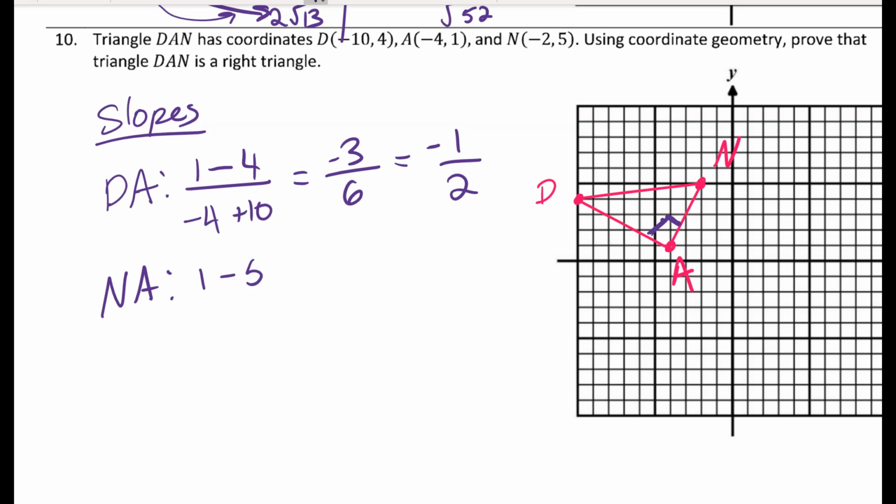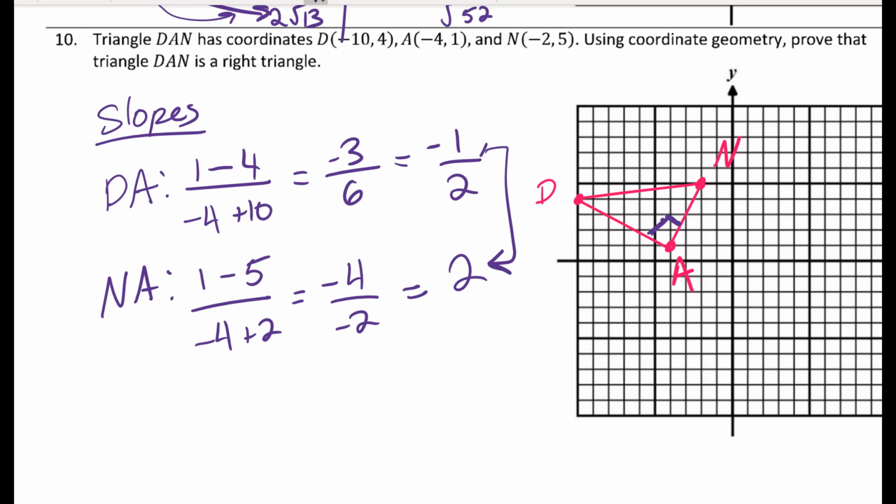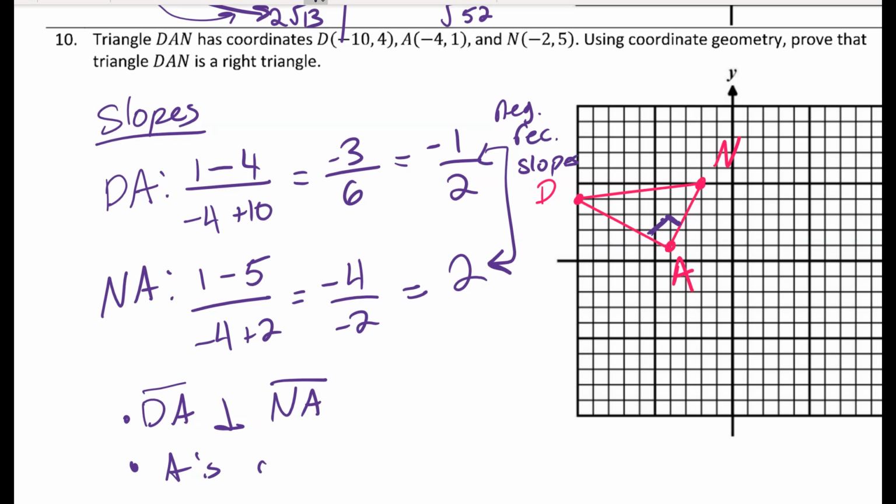So let's see what happens. 1 minus 5 over negative 4 plus 2 is equal to negative 4 over negative 2, which, lo and behold, simplifies to positive 2. And these right here are negative reciprocal slopes. Now that's good news, because that's enough to say that DA is perpendicular to NA, which in itself is enough to say that A is a right angle.